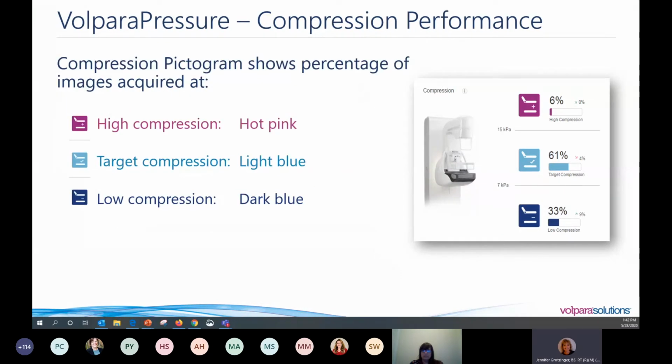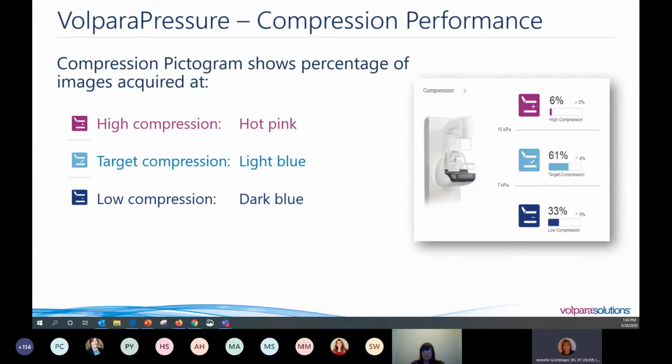This is going to show you what percent of time you have hit high compression images, target compression images, or low compression images as a technologist. And as a lead tech, you will see the percent of time your entire department is achieving high compression, target compression, and low compression.